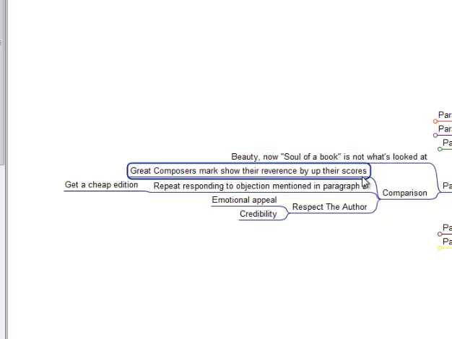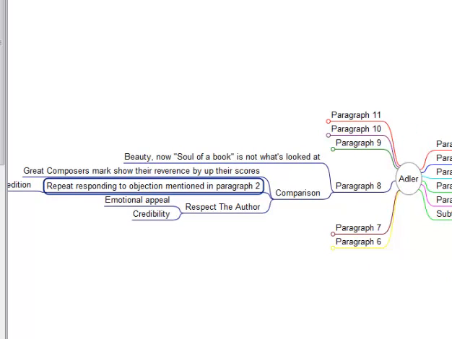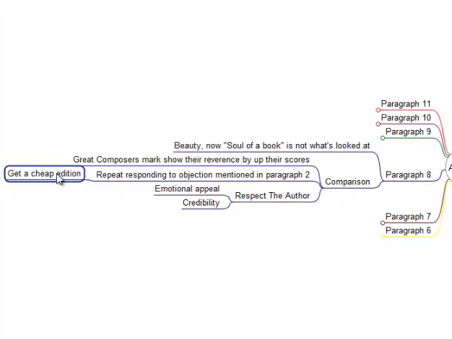And then he uses great composers, who mark up their scores. Now he's doing a comparison here, between great composers and what he's suggesting. Great composers mark up their stuff. And then he repeats the objection mentioned in paragraph 2. You remember in paragraph 2, he talks about how you can get it cheaply, that is, when he says you don't mark up the library, you can get it cheaply. Well, he comes back here and repeats that you can get a cheap one to mark up. All right, that's the comparison here.